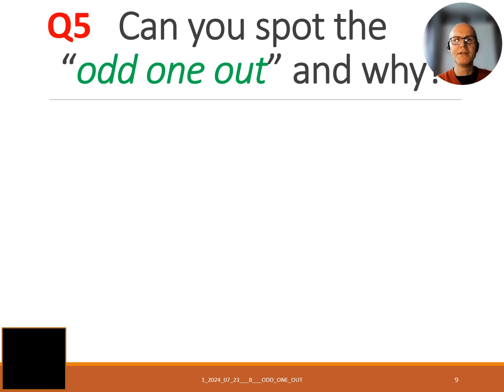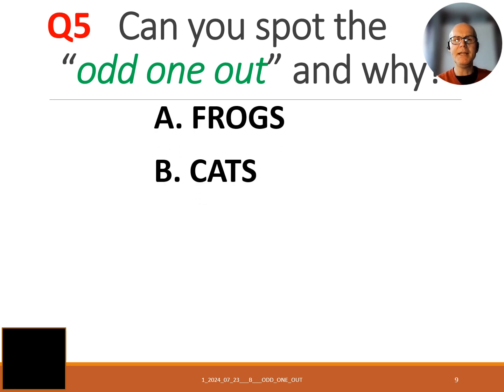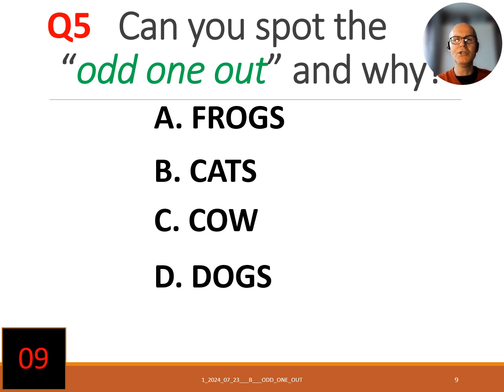Question 5. A. Frogs, B. Cats, C. Cow, D. Dogs. What's the odd one out and why is it the odd one out?